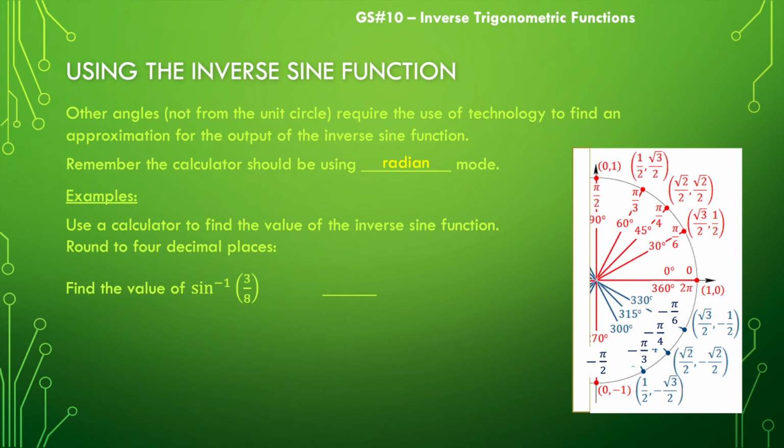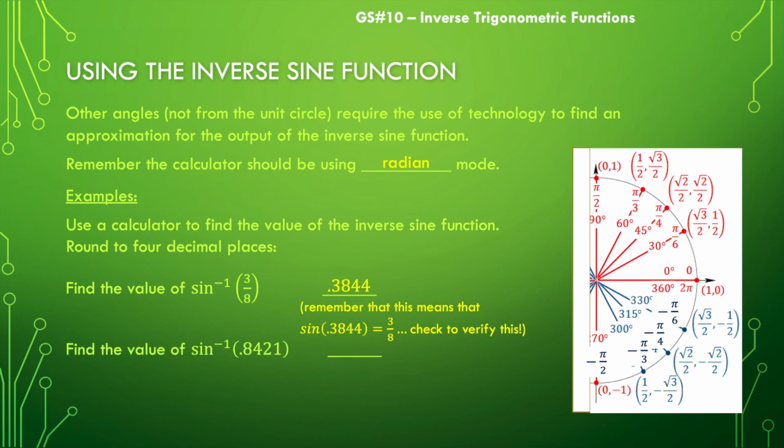So let's start with one. Find the value of sine inverse of 3/8. So you're just going to find on your calculator the sine inverse key. And usually it's the second function for the sine key. So you would just do sine inverse of 3/8, making sure your calculator's in radian mode. And you should get an answer of 0.3844. And remember, that means that the sine of 0.3844 should equal 3/8. And so it's worth it to just crunch it real quick and verify that that's true.